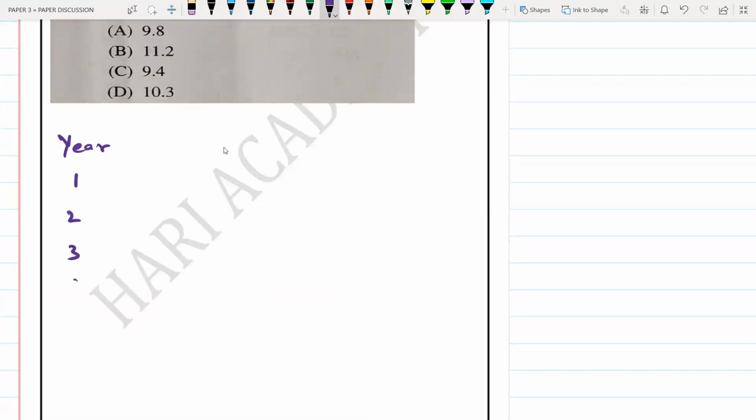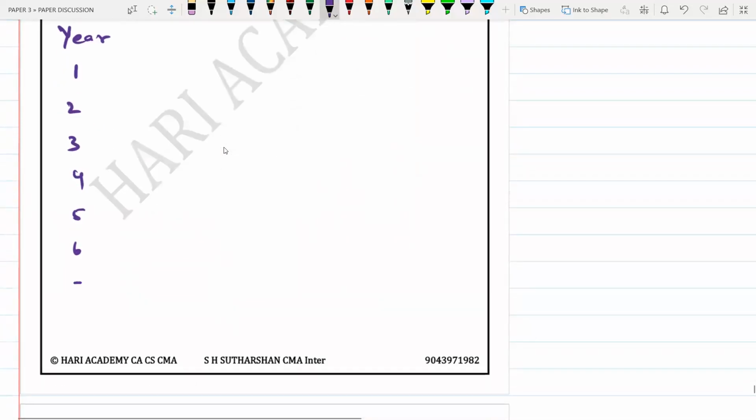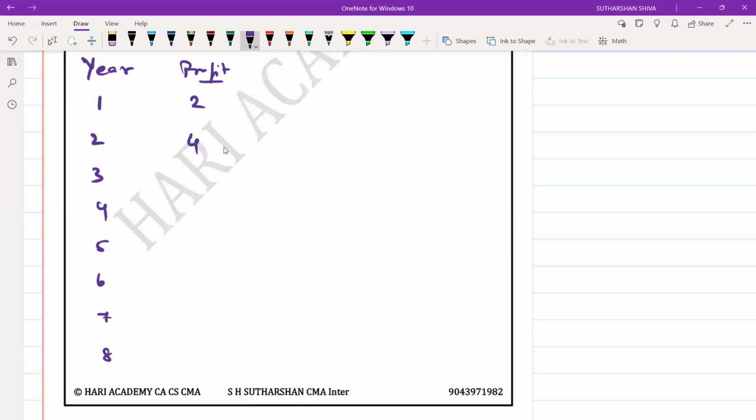We are having, I hope, we have completed within 15 minutes. Okay, 7 years and 8 years they have given. Then what is the profit they have given? The profit they have given is around 2, 4, 5, 7, 8, 10, 13, 15. Okay. 3 years total, 3 years moving average.